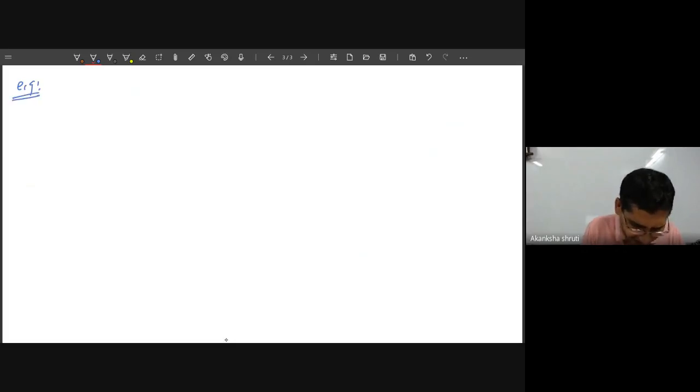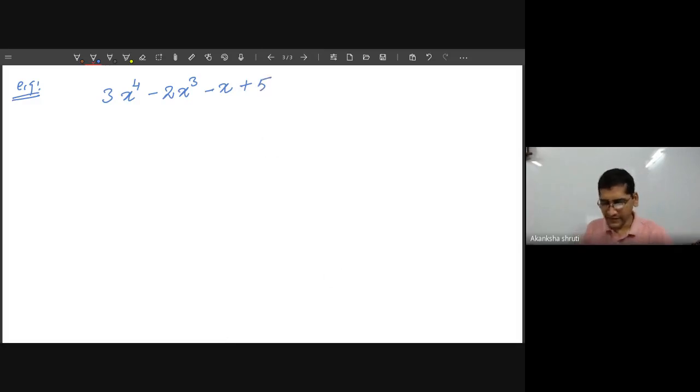So I am going to take 3x to the power 4 minus 2x cube minus x plus 5. If this is only given, this is a mathematical expression. At the same time, we can also observe it is a polynomial. So we will apply the condition.